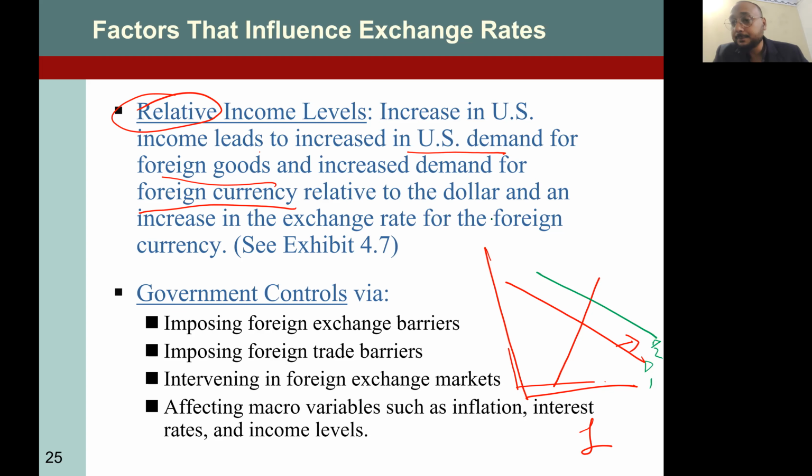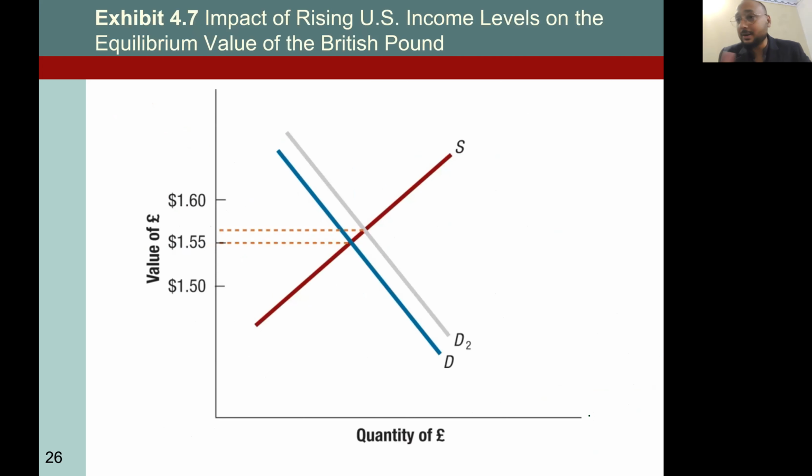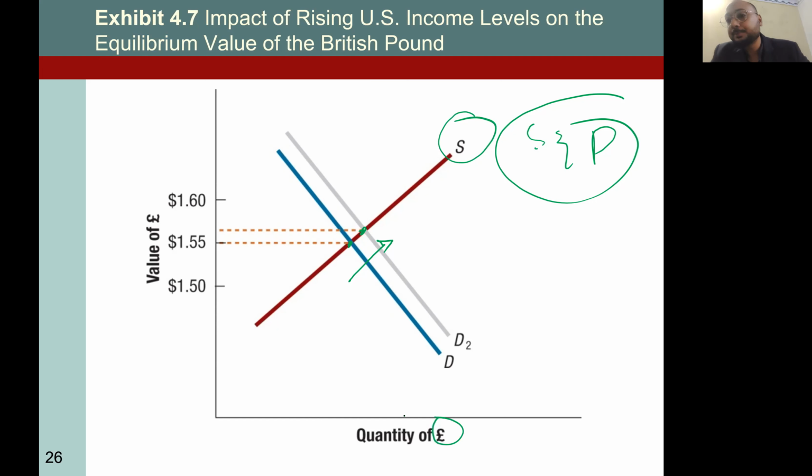So what happened to the supply of the pound? Who supplies it? The UK. If people have more money in the US, they are buying more UK products. So do we have any change in supply? No, because this is an income level increase, not an inflation increase. In the case of inflation, both supply and demand shift, but here with income level, only demand shifts and we experience movement along the supply of foreign currency. So only demand is shifted, supply is not shifted. This is a small difference here.